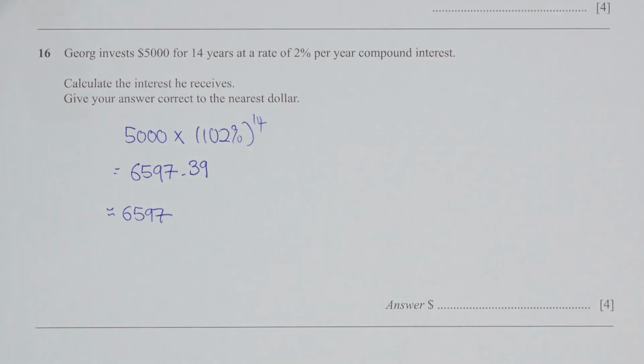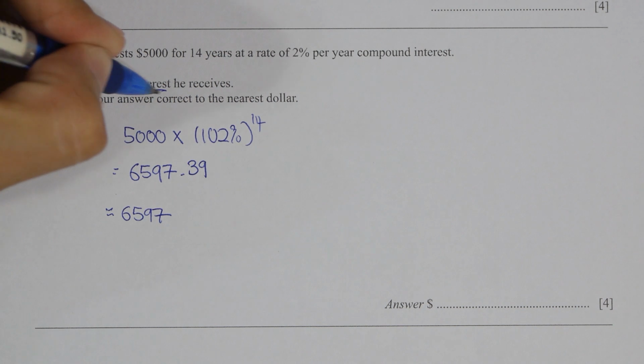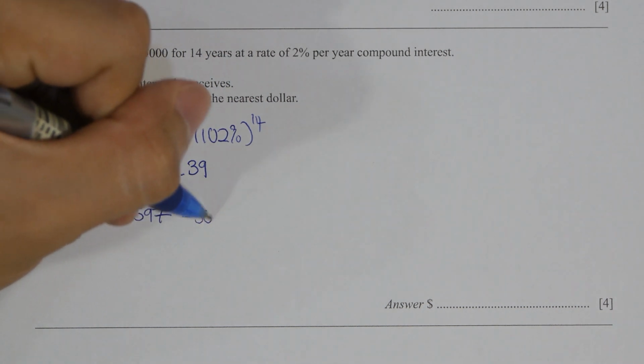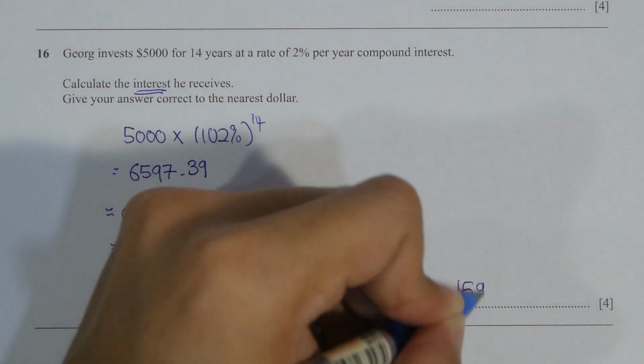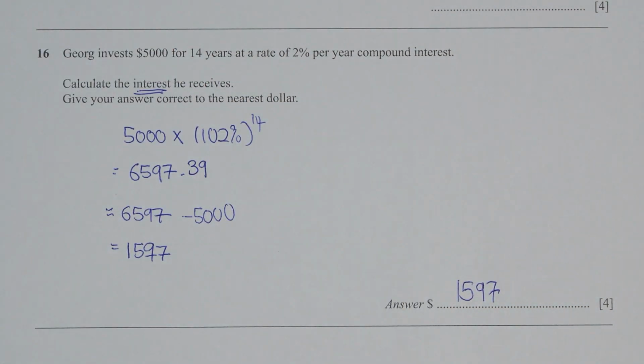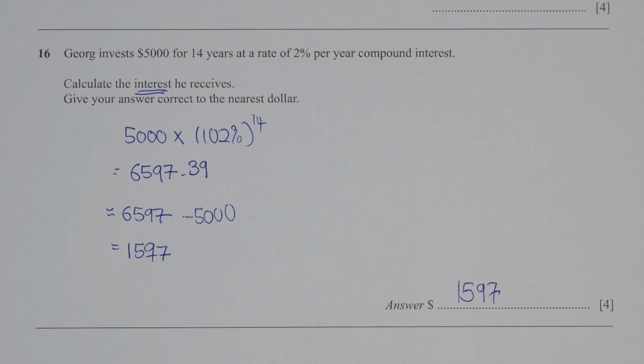6,597.39. However, the key thing here is that for the compound interest formula, after you run the calculation, it is actually the capital plus interest earned. So you are required to minus out 5,000 from it, and you will get 1,597.